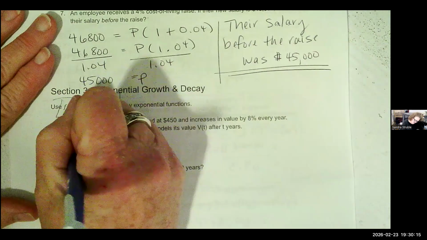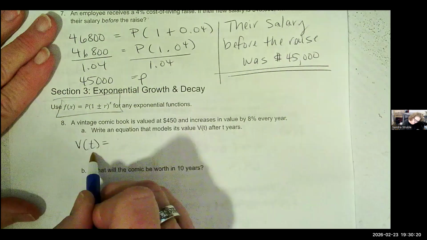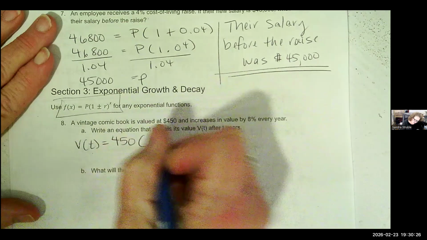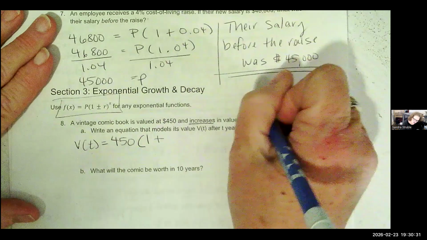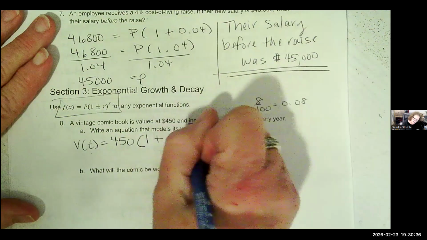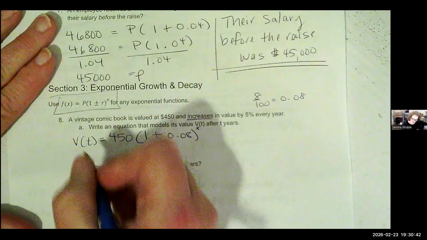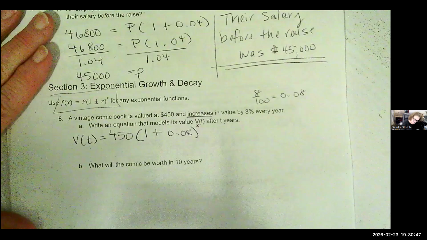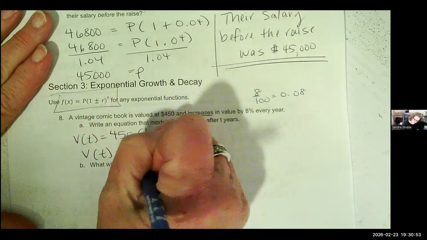V of t is the value. So f of x, same thing as v of t. The initial value is p, so $450. It increases in value, so 1 plus. The rate is 8%. 8 divided by 100 is 0.08. And it's every year, so it gets an x at the top for the exponent. Do not leave it like this. It's going to make my hair under my nose twitch a little bit and my hair on my head stand up. And then I'll have to take points off because it makes me crazy. Please math 1.08 to the x.